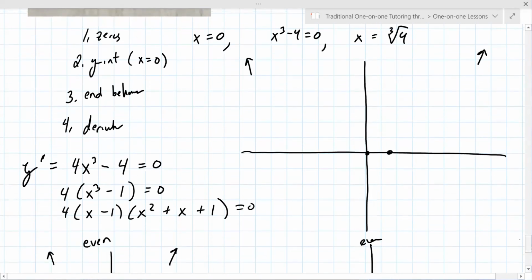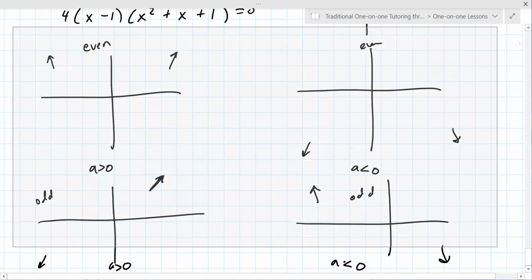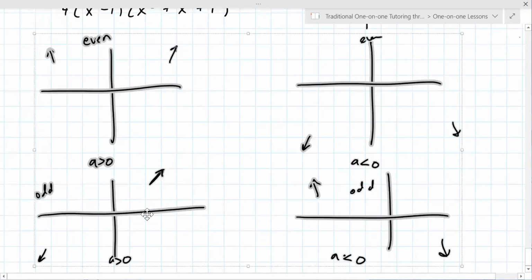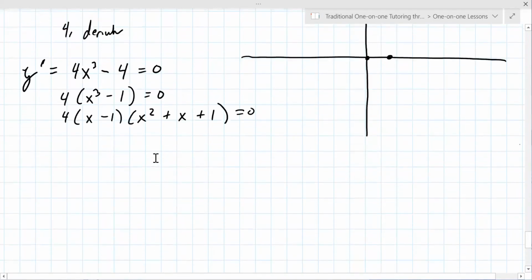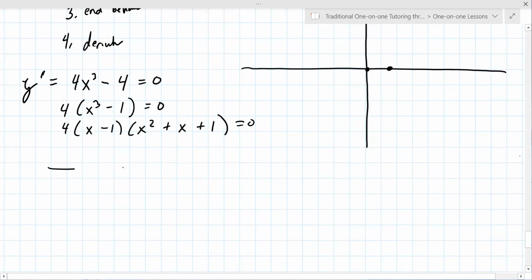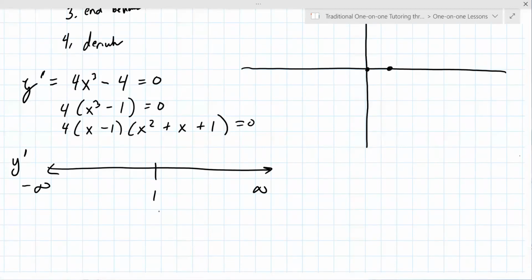I've got to move all this down because we got all this stuff going on. So you have to make a derivative line where there's a 1 there. That's minus infinity to infinity. This is your y prime. So we're trying to figure out what happens left or right of this number. So we can test some points. Let's test 0.